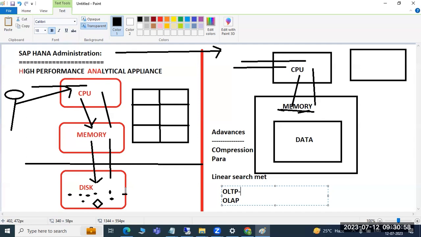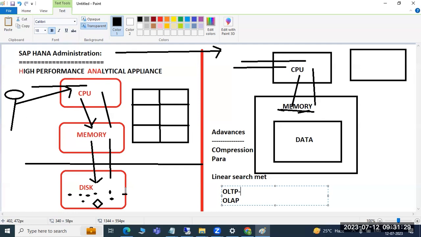HANA stores the data in RAM, actually main memory, instead of disk. The main feature here is storing the data in RAM instead of disks or SSD. Most databases today have more in-memory capability. Nowadays they have started implementing the in-memory concept, but they are still disk-based databases first, meaning file system-based disk storage first.